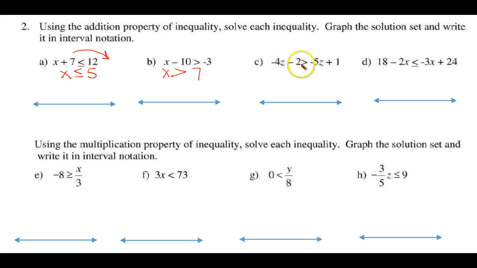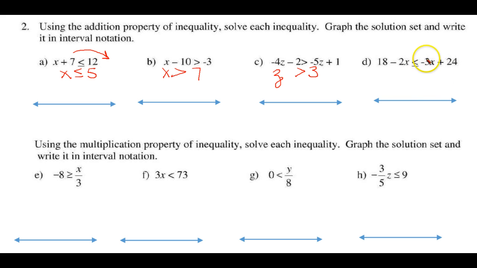Now again, we want to keep our variables positive. So I'm going to transpose this, negative 5z. So a negative 5z on this side becomes a positive 5z. So this is going to be z. I'm going to transpose the negative 2. On this side it becomes a positive 2. So we have 1 plus 2 is 3.